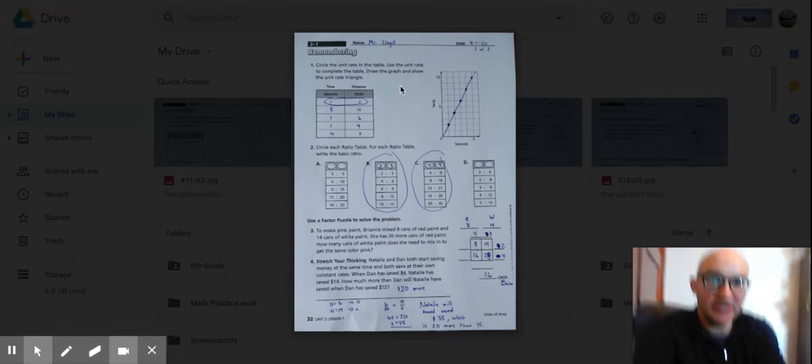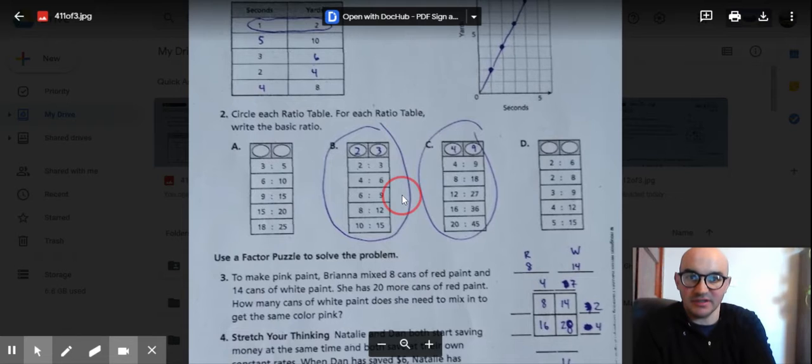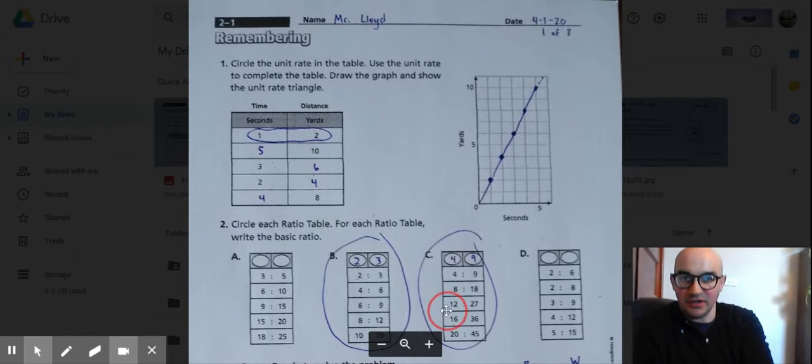This is page 1 of 3 here. Let me just do a quick little zoom in so we can start at the top here. And I'll just show you how I solve these problems.